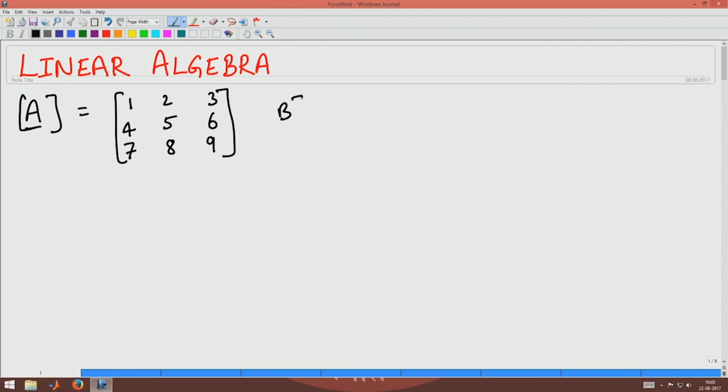And B is another matrix which has entries A, B, C, D, E, F, G, H, I. I am going to define some basic operations in linear algebra. Many of you might be knowing this already, but for completeness sake let me go ahead and define those operations.